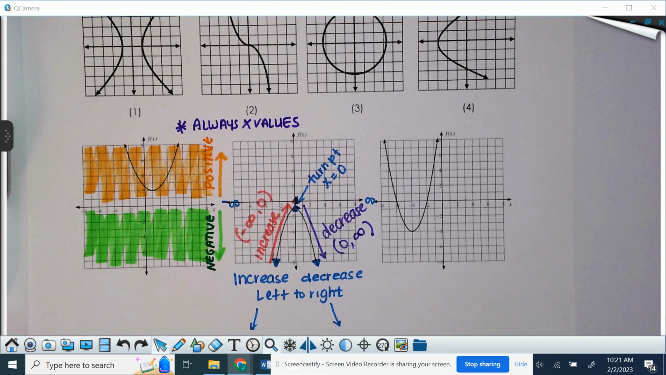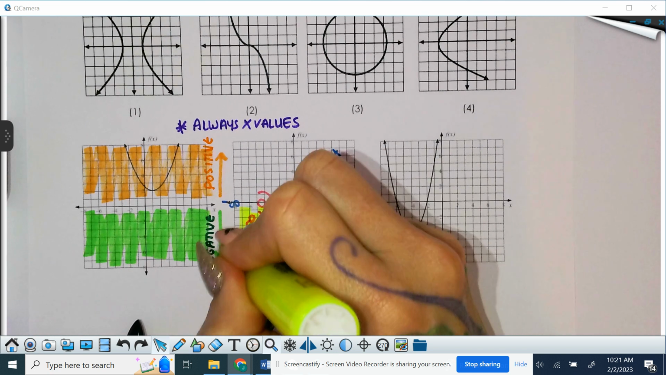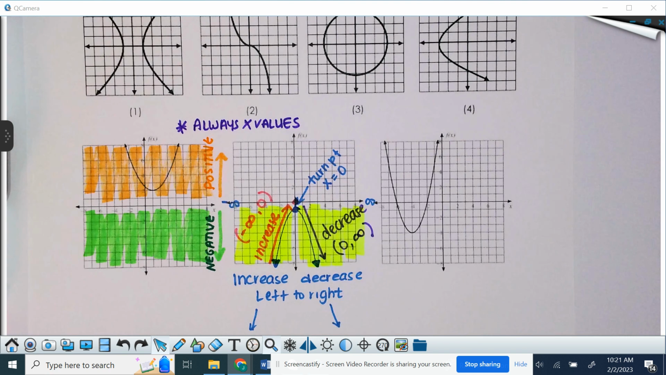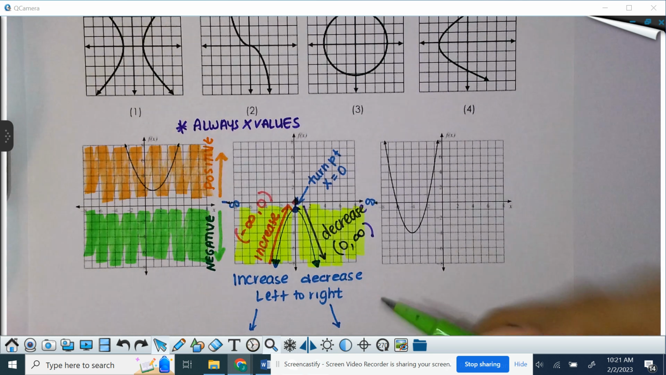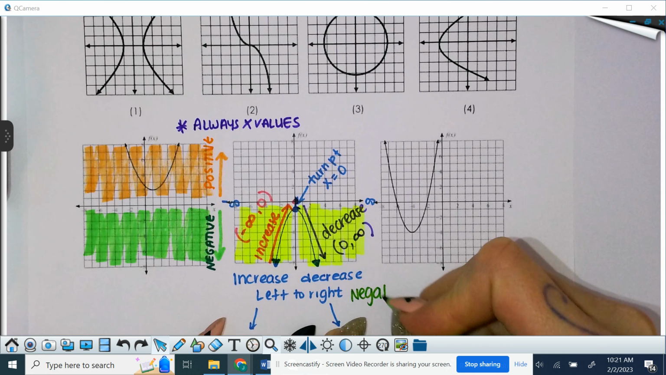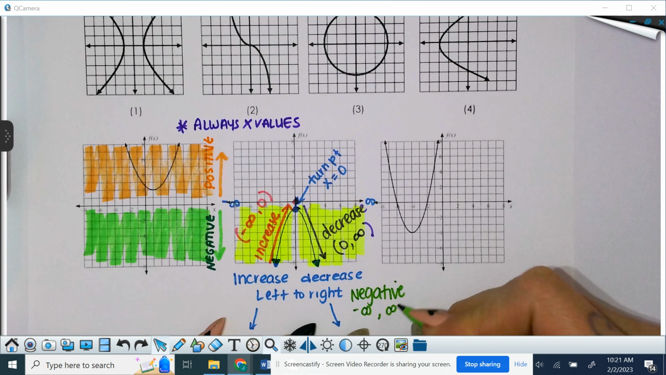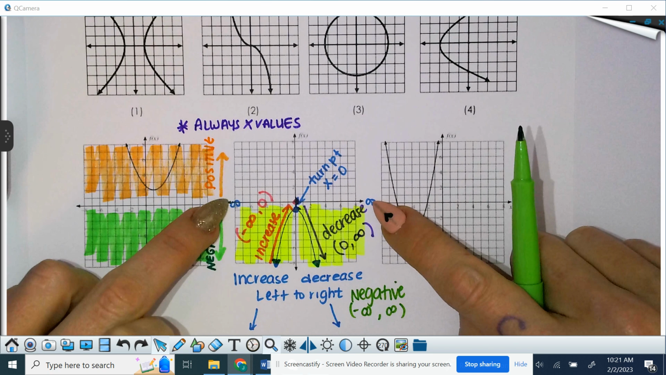For the conversation of positive, negative, this graph, the whole thing is negative. So this half is increasing in the negative because it's in the bottom half of the graph. This half is decreasing in the negative because it is in the bottom. So if it was to say what interval is this graph negative, that would be the whole graph. So negative for this guy would be from negative infinity to positive infinity. Again, reading your x values. So you're always setting up many domains for negative and positive.